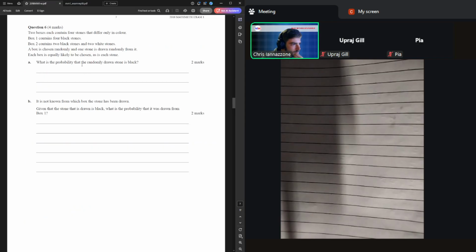Cool. Part B. It is not known from which box the stone has been drawn. Given that it was black, what's the probability of box 1? Yeah, this one, having a good tree diagram probably helps.